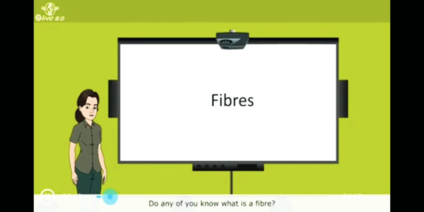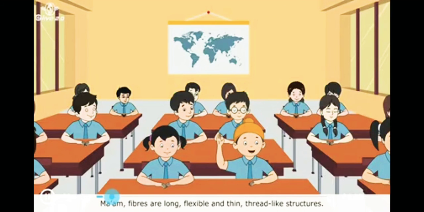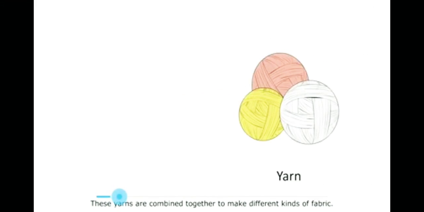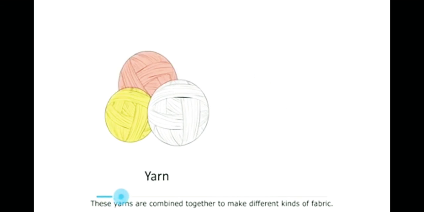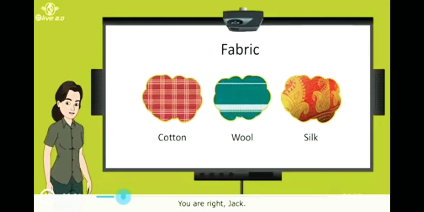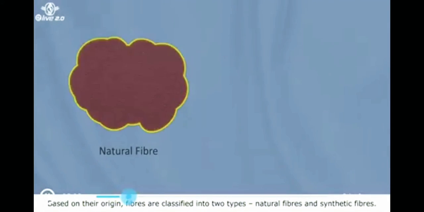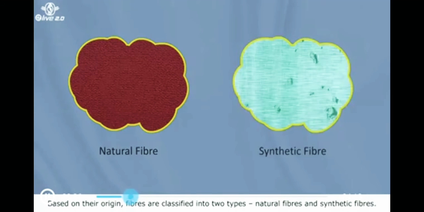Do any of you know what is a fiber? Ma'am, fibers are long, flexible and thin, thread-like structures. They are used to make yarns. These yarns are combined together to make different kinds of fabric. You are right, Jack. Based on their origin, fibers are classified into two types, natural fibers and synthetic fibers.